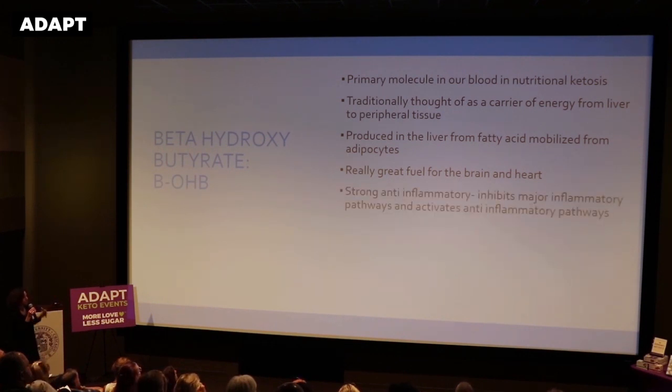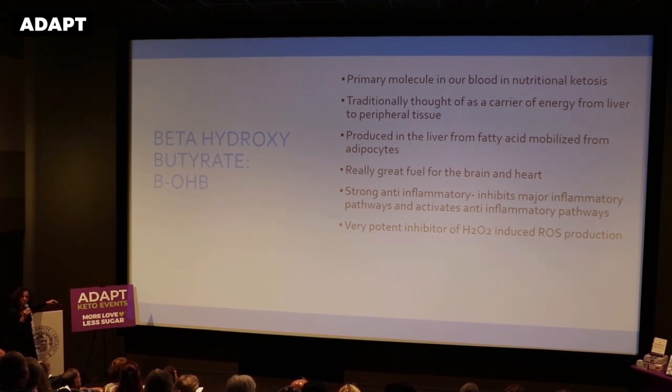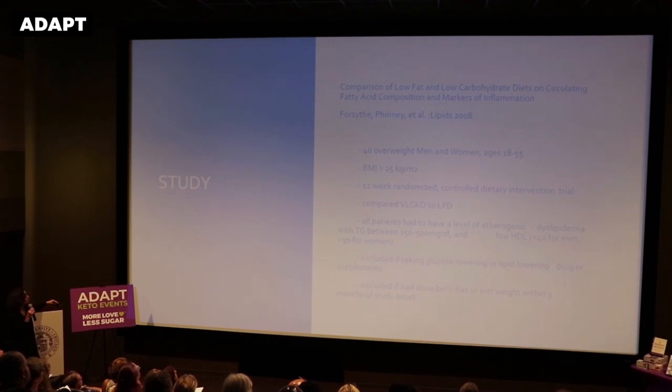It has a very strong anti-inflammatory effect, inhibiting major inflammatory pathways and activating all of those pathways that we talked about. It's a very potent inhibitor of hydrogen peroxide-induced reactive oxygen production. So those reactive oxygen species and free radicals, it actually inhibits. And it functions at the gene expression level, so it actually alters our gene expression to alter the immune response of the body. So it's a pretty powerful molecule.